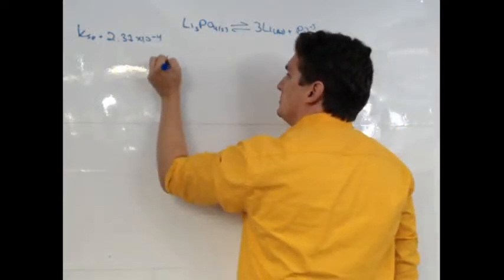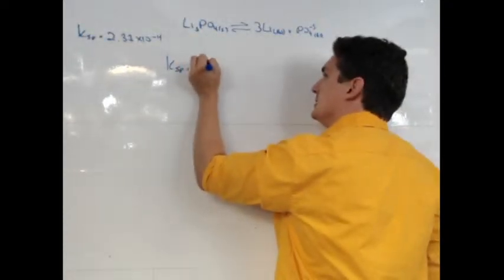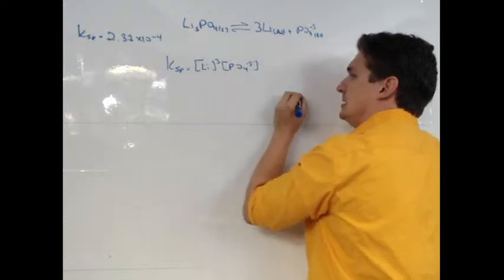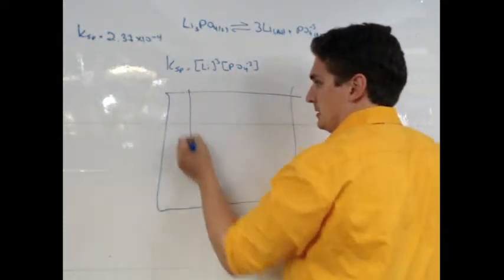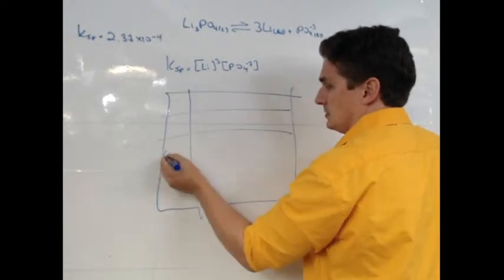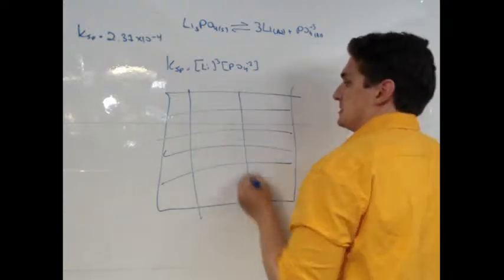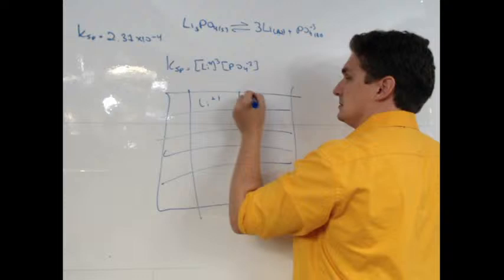So we need our K equals Q. So our KSP equals Q. Q in this case is lithium to the third power times phosphate, PO4 minus 3. And we need an ICE table. Now again, we can ignore the solids because it doesn't appear in our expression for Q, so we just have lithium and phosphate.